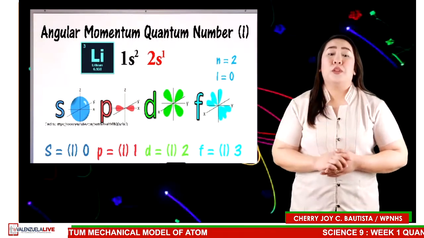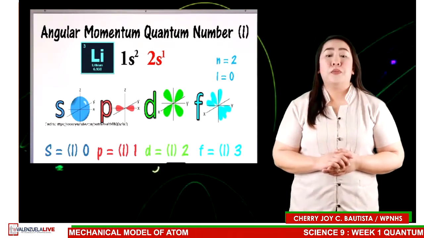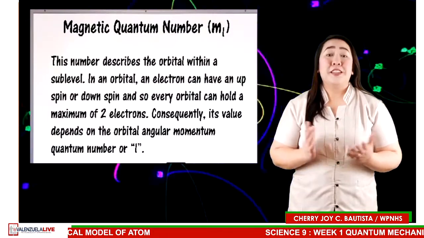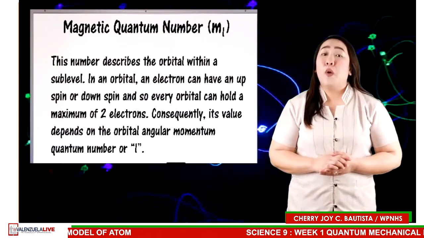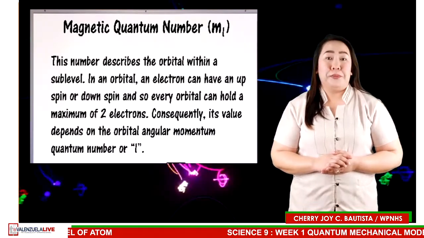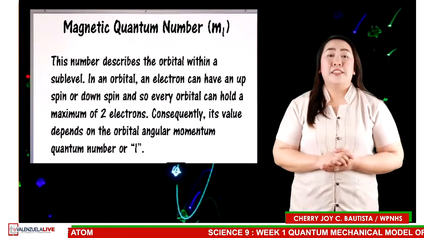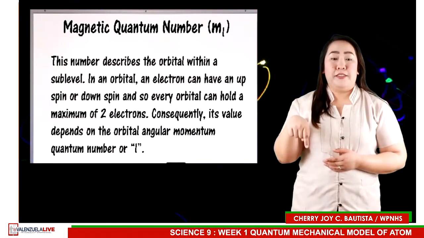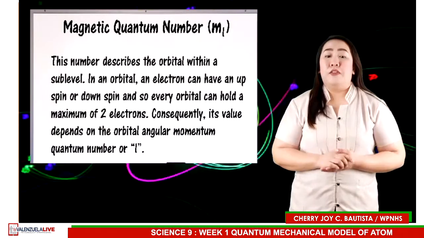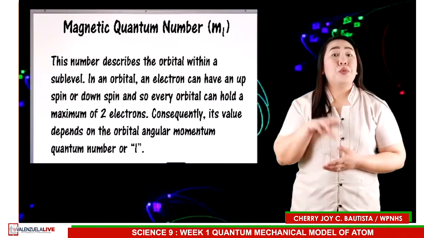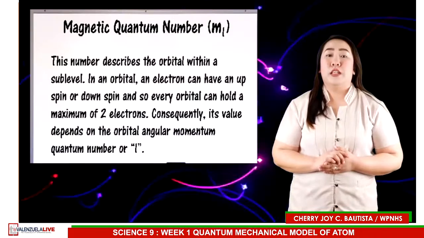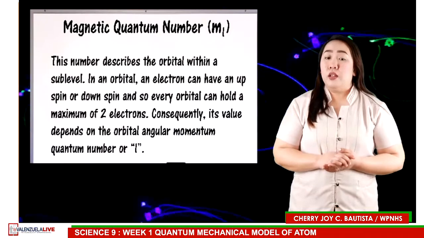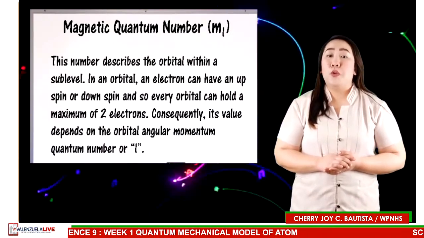The third quantum number is the magnetic quantum number, represented as m sub l. This number describes the orbital within a sublevel. In an orbital, an electron can have an upspin or downspin. And so, every orbital can hold a maximum of 2 electrons. Consequently, its value depends on l, or the angular momentum quantum number.